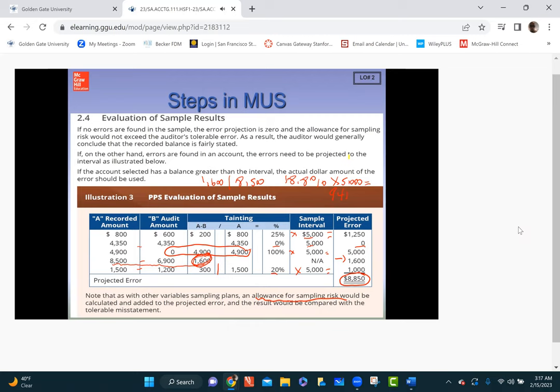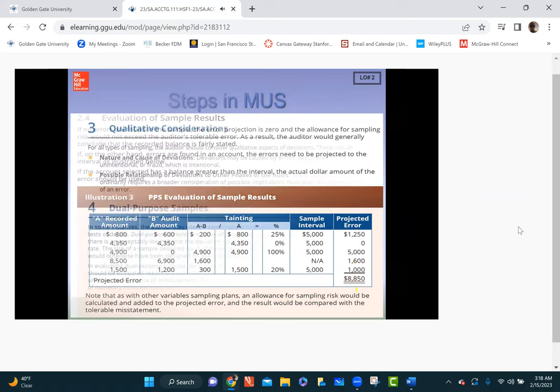Now notice here that all of these were overstatements. What would happen if some of them were understatements? What would happen if this was, say, an understatement, so this became a negative 1,600? This number is going to be smaller, isn't it? So if the auditor gets lucky, and the misstatements cancel each other out, take your winnings and go. Then my projected error is now smaller, and it doesn't give me as much concern that there's a material misstatement. Again, ignoring the qualitative aspects, I still might want to get behind and see what happened.